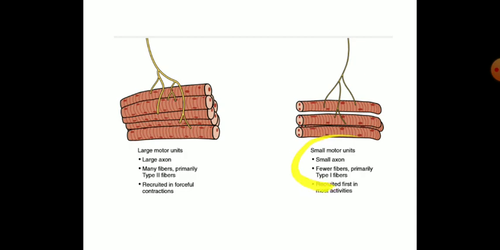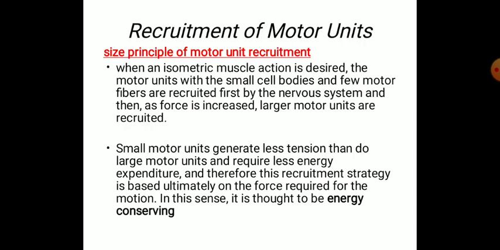And when it comes to a small motor unit, the basic function is to carry out small, minute actions. It only has a small diameter axon and supplies only a small number of muscle fibers. And next, how the recruitments are actually happening.